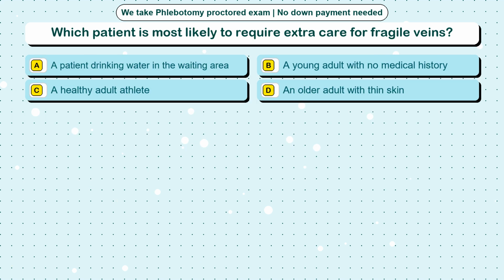Question 90. Which patient is most likely to require extra care for fragile veins? Option A, a patient drinking water in the waiting area. Option B, a young adult with no medical history. Option C, a healthy adult athlete. Option D, an older adult with thin skin.